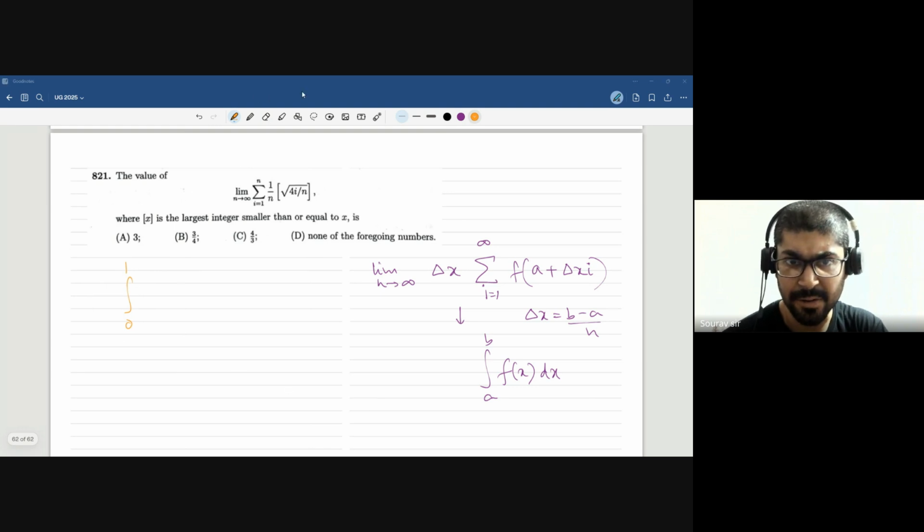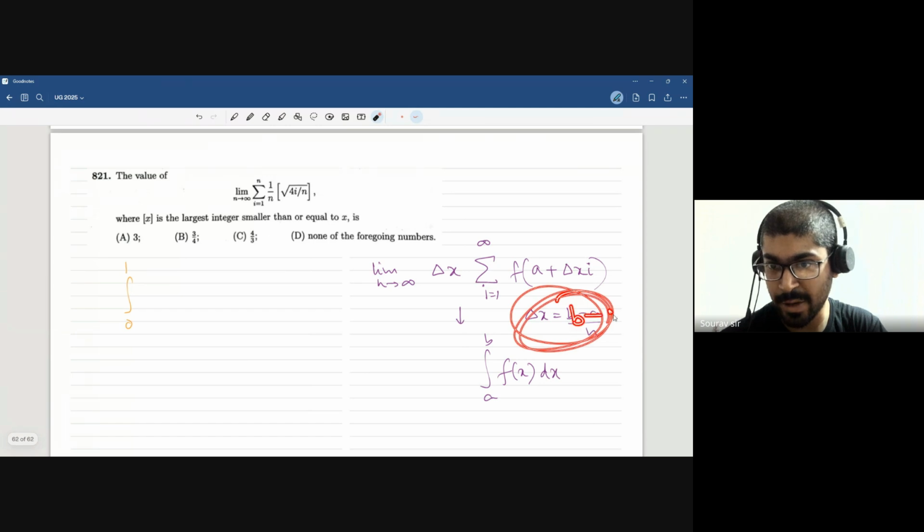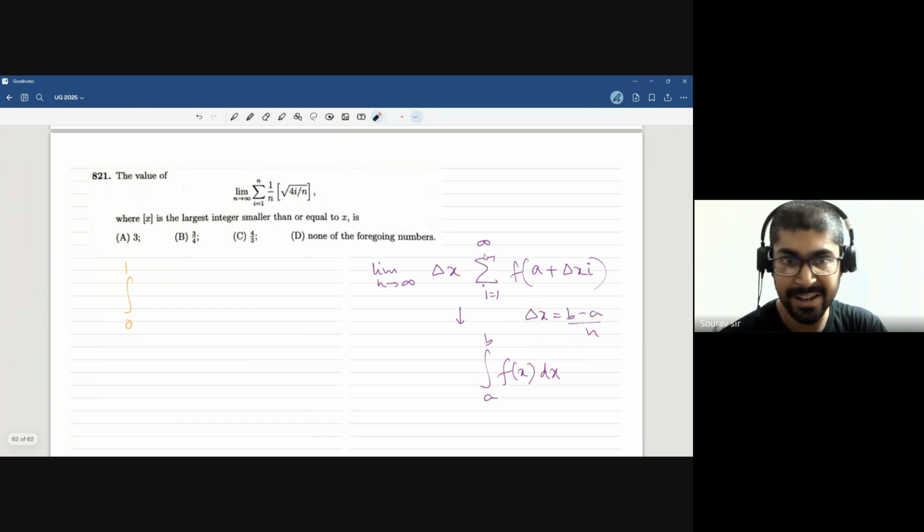What will be the function inside now? Figure that out. Only this 1 by n part, del x, is not a part of the function, because we have already accounted for it. B minus a is 1 and n is here, so 1 by n is here and I is the iterant. So what is left? Root over 4, and there you will have the variable. So it will just be the integral of root over 4x dx. Okay, and box.